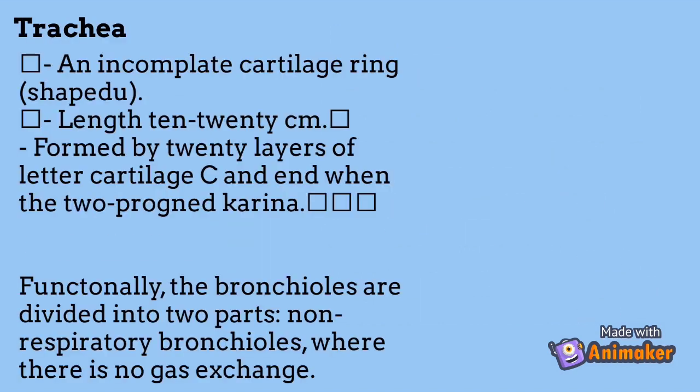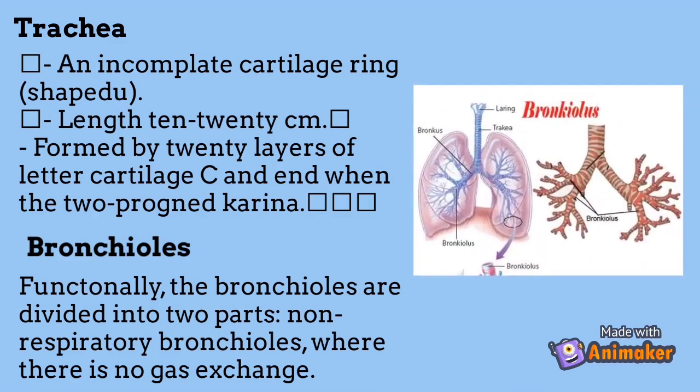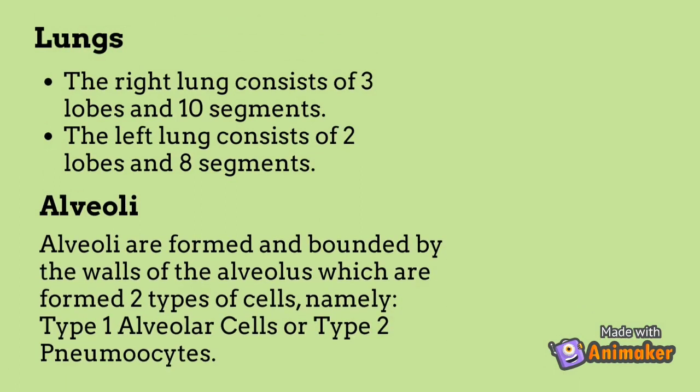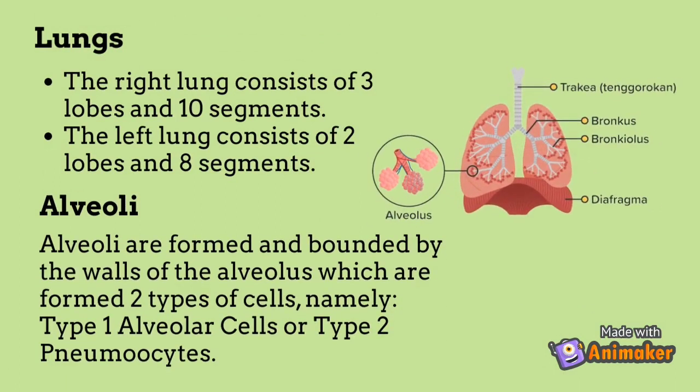intrinsic muscles. Trachea, an incomplete cartilage ring shaped U, 10 to 20 cm long, formed by 20 layers of lateral C-shaped cartilage, and at the end divides into two bronchi. Functionally, the bronchioles are divided into two parts: non-respiratory bronchioles, where there is no gas exchange. Lungs. The right lung consists of 3 lobes and 10 segments. The left lung consists of 2 lobes and 8 segments.